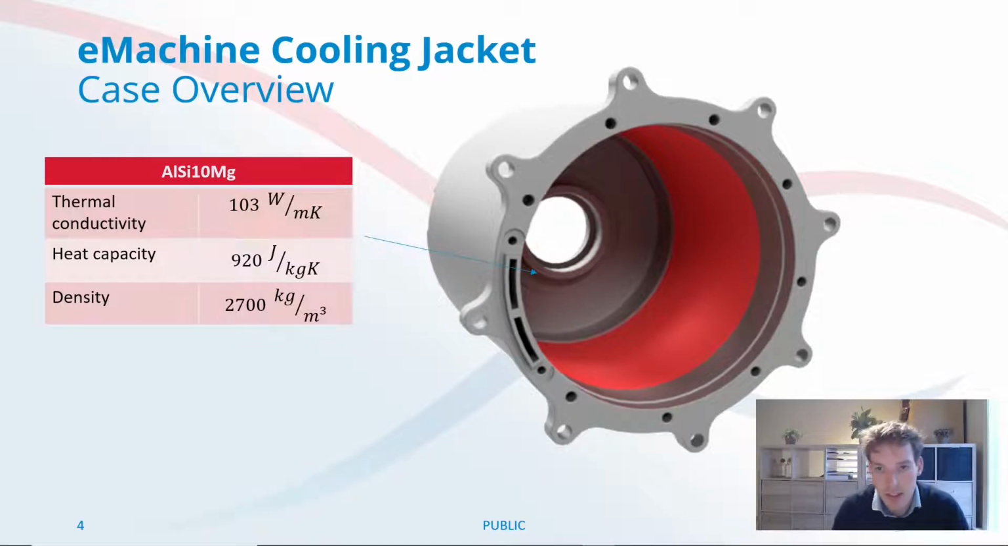So here you can see the cooling jacket itself. As you can imagine, this is placed over an electric motor, meaning the electric motor is sitting inside here. We don't simulate the electric motor with it. You could do that, but it's not necessary in this case. In this case, it's simplified just as a heated wall, which you can see here on the red surface.